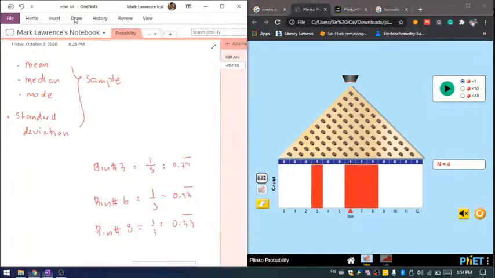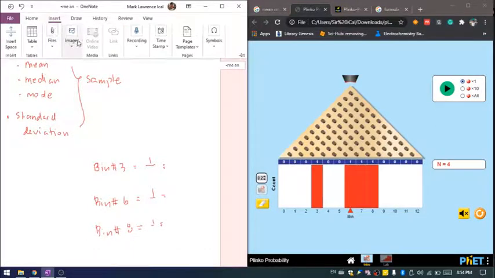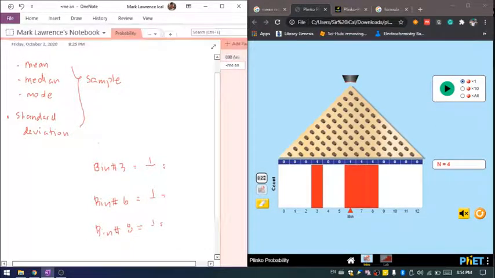Alright, so this will also change, because this is going to be bin number 7 at 1 over 4, so 0.25, 0.25, 0.25, 0.25. Alright?